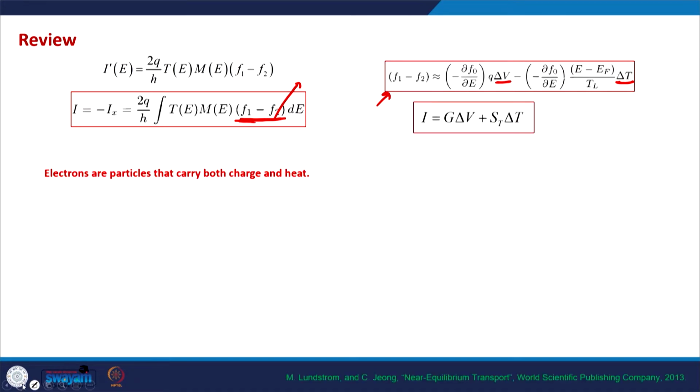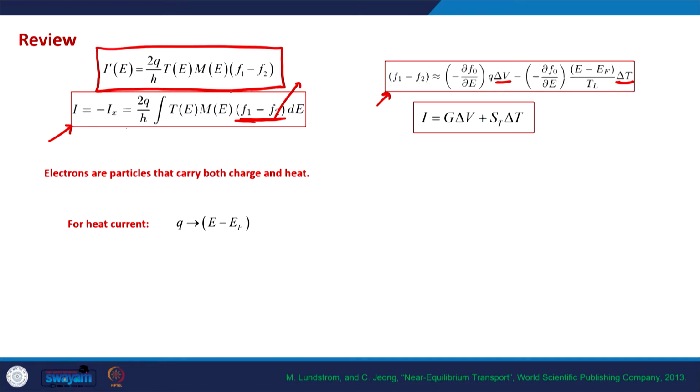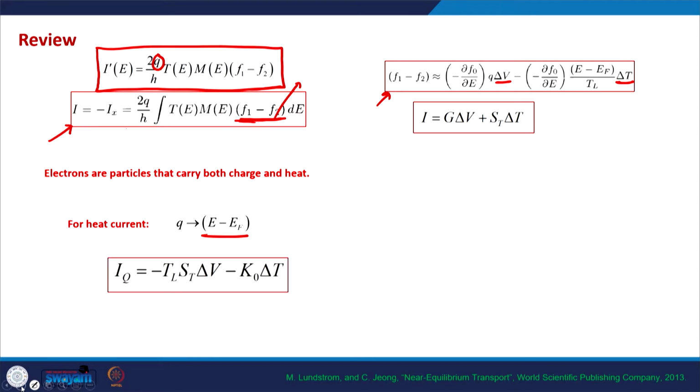what we also need to consider is the notion of heat current, because what we have seen so far in this course is the notion of charge current, which is given by this expression, and that comes from the expression of the differential charge current. In heat current, we just need to replace Q by E minus EF in this expression, and that way we will obtain the heat current. And if we have a voltage difference of delta V and a temperature difference of delta T, in that case the total charge current in the semiconductor is given by this expression.